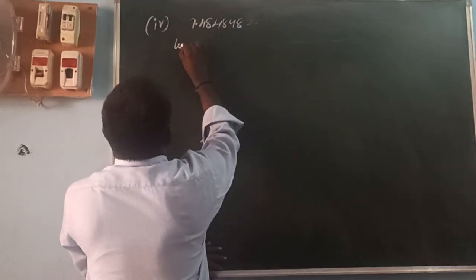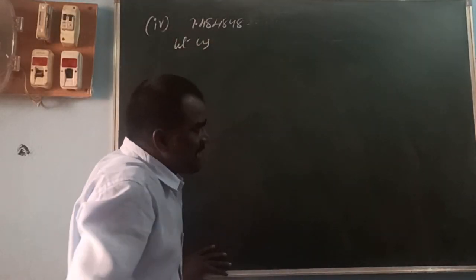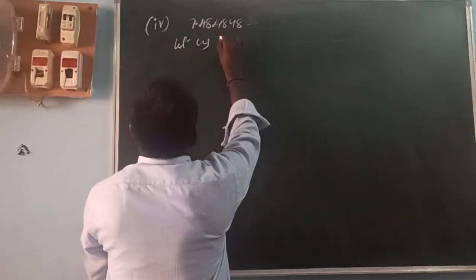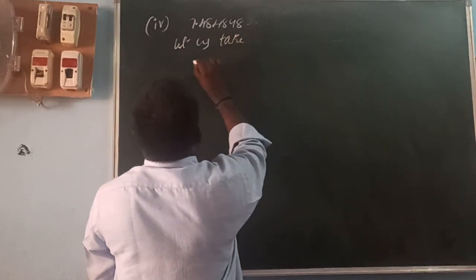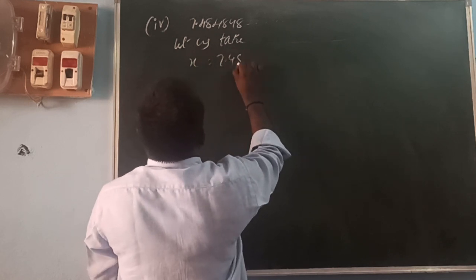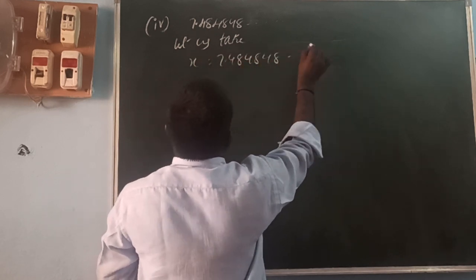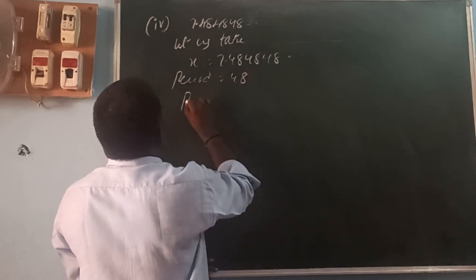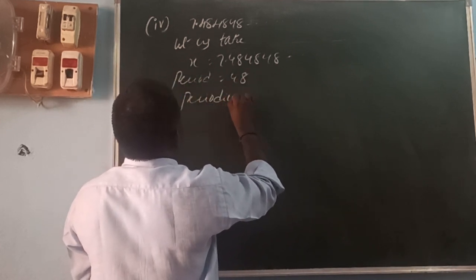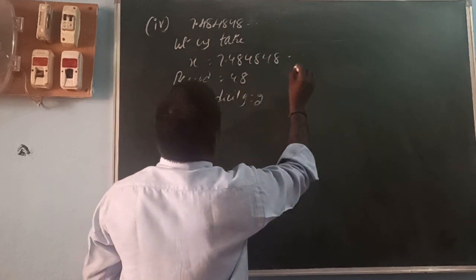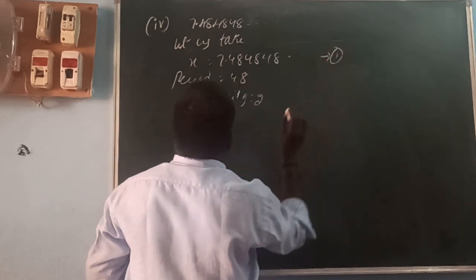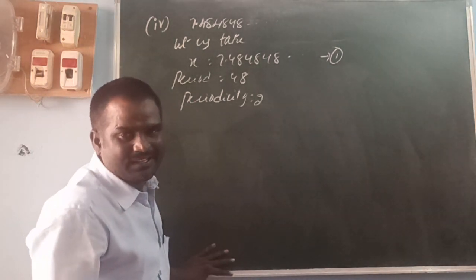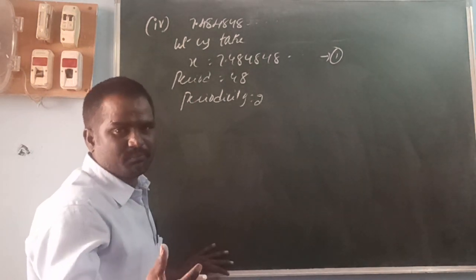So this number can be written in the form of p by q by using the period and periodicity. Let us take x is equal to 7.484848 and so on. The period is 48 and the periodicity is 2. Let us call this equation 1. When the periodicity is 2, the number is multiplied by 100, because two decimals are repeating.